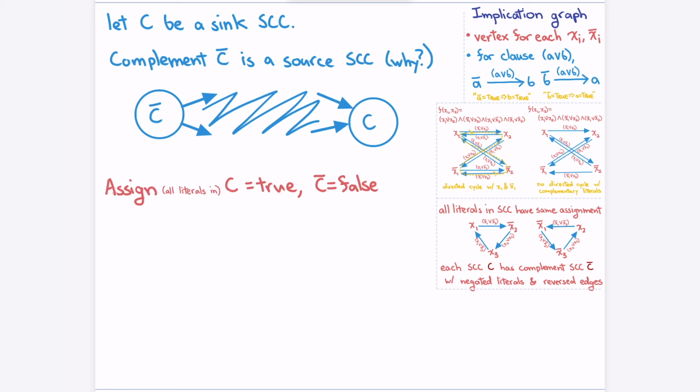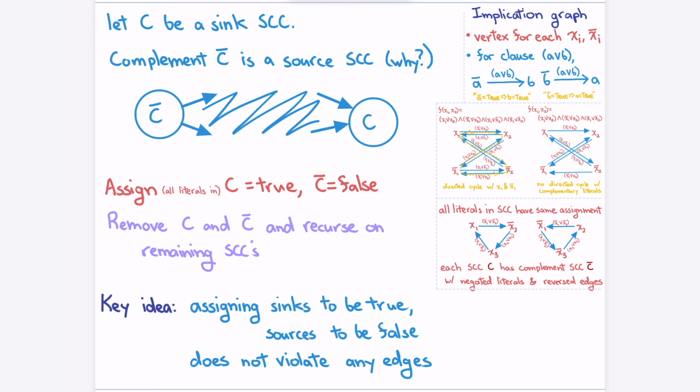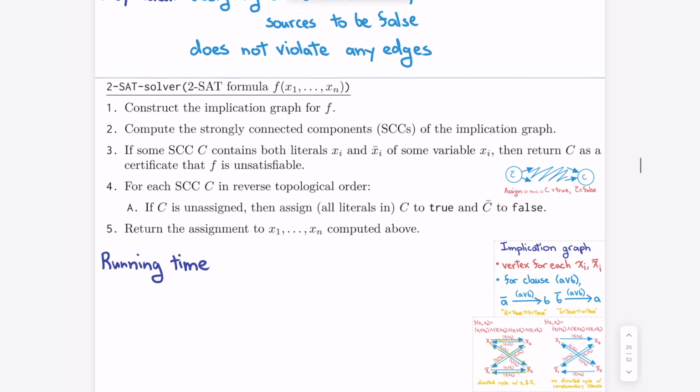Then you can remove this source and the sink and then assign the next sink to be true and so on. So you can peel off one source-sink pair, the sink and its evil twin source. You remove it, and what remains is the SCC of the remaining formula implications. And you just keep going. Okay, so assigning sinks to be true, sources to be false is worry-free. No implications. Good.